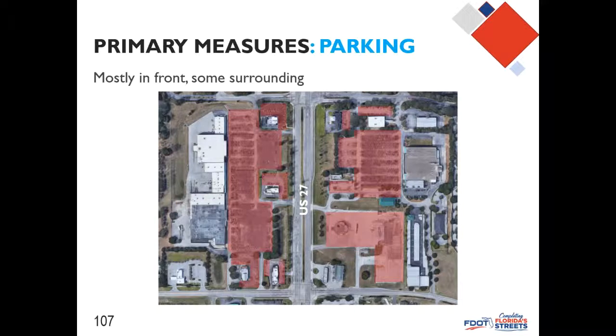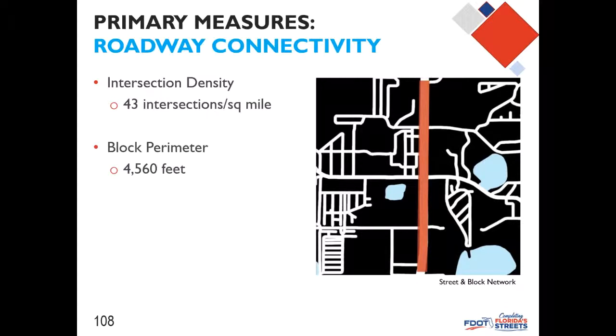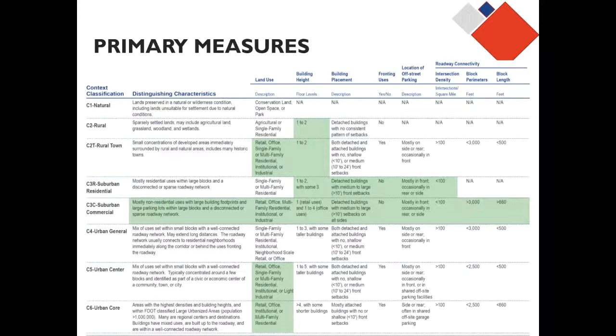So when we look at where the parking is located, we can see the parking is located between the building and the street in large parking lots, mostly in the front. There is some on the sides. Let's look at our roadway connectivity through here. We have intersection density of 43 intersections per square mile, a block perimeter of 4,560 feet, fairly large blocks. Block lengths are 1,420 feet on average.